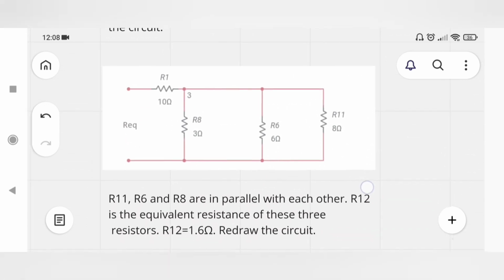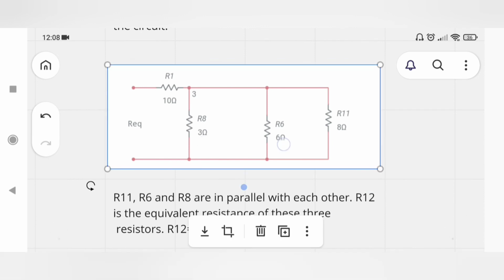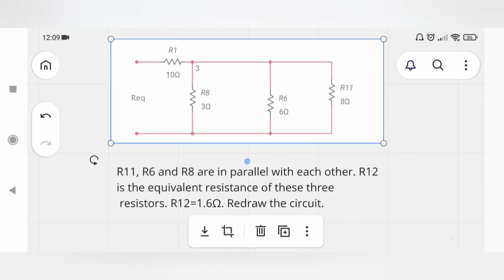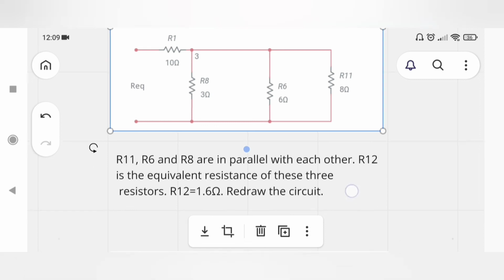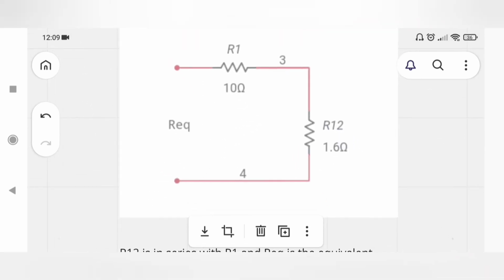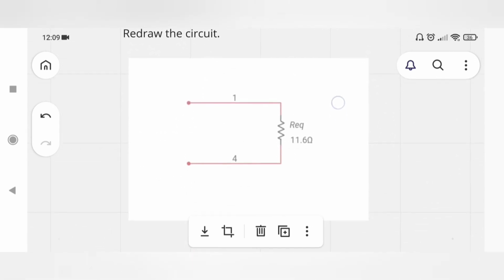In this step, R8, R6 and R11, all of them are in parallel and their equivalent resistance is R12, which is equal to 1.6 ohm. In this step, only two resistors are left and their equivalent is 11.6 ohm. And that's it.